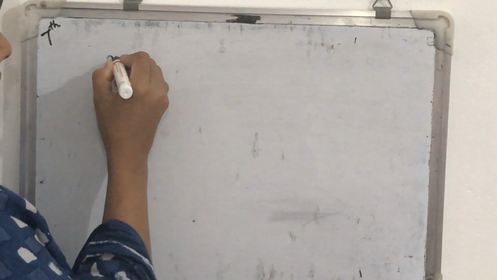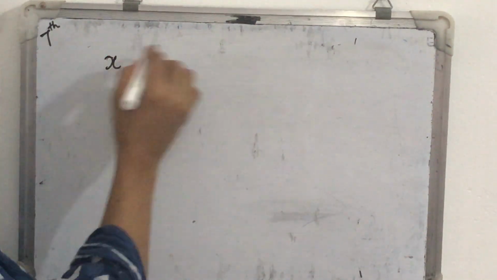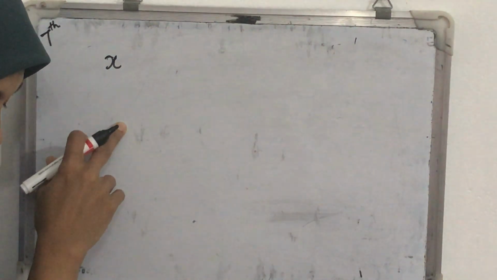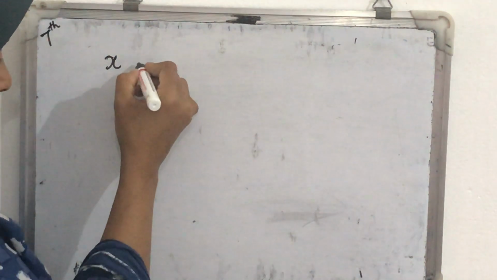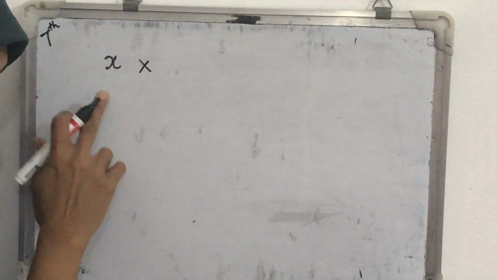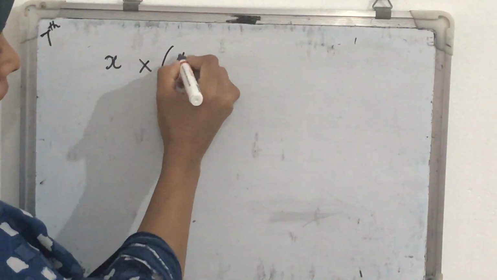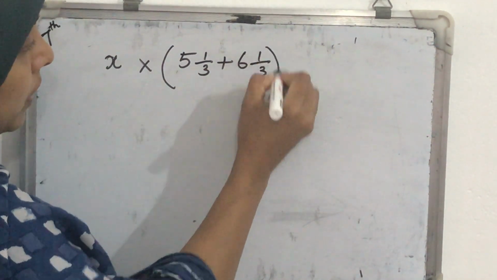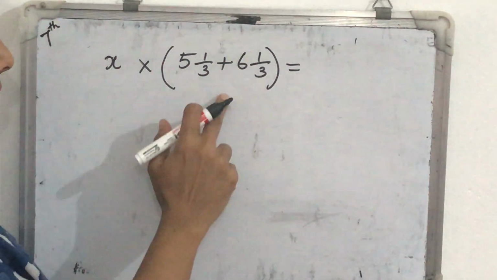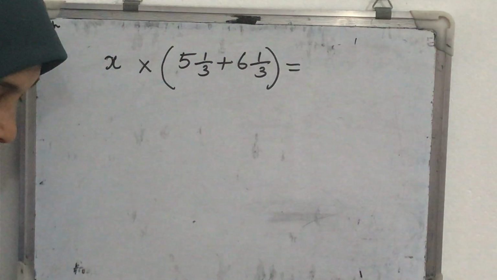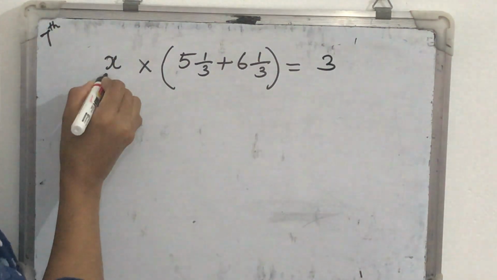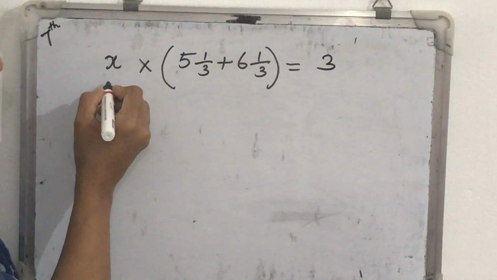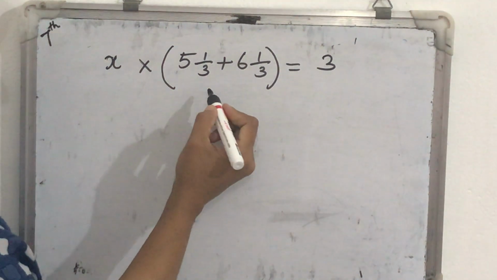So instead we can take a variable x. That fraction we don't know, so we take it as x. Let x be the fraction which we multiplied with the sum of 5 1 by 3 and 6 1 by 3. When we multiply a fraction with the sum of these two, we got 3. Then what is the fraction which we multiplied? That is the question. So first we can do the work in the bracket.